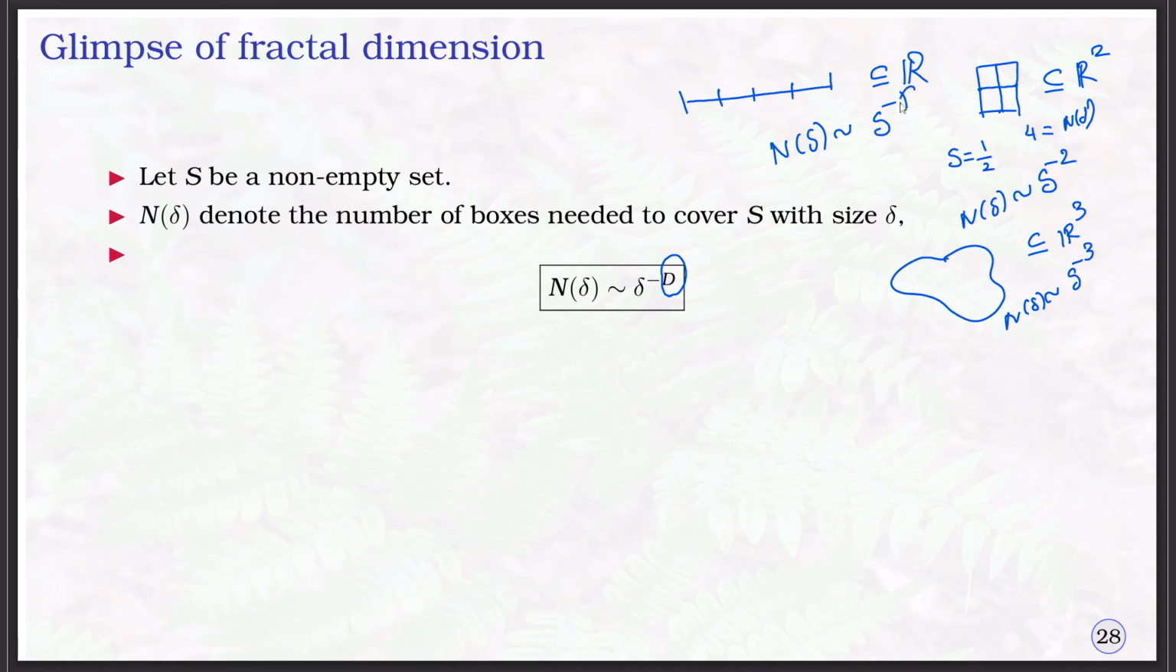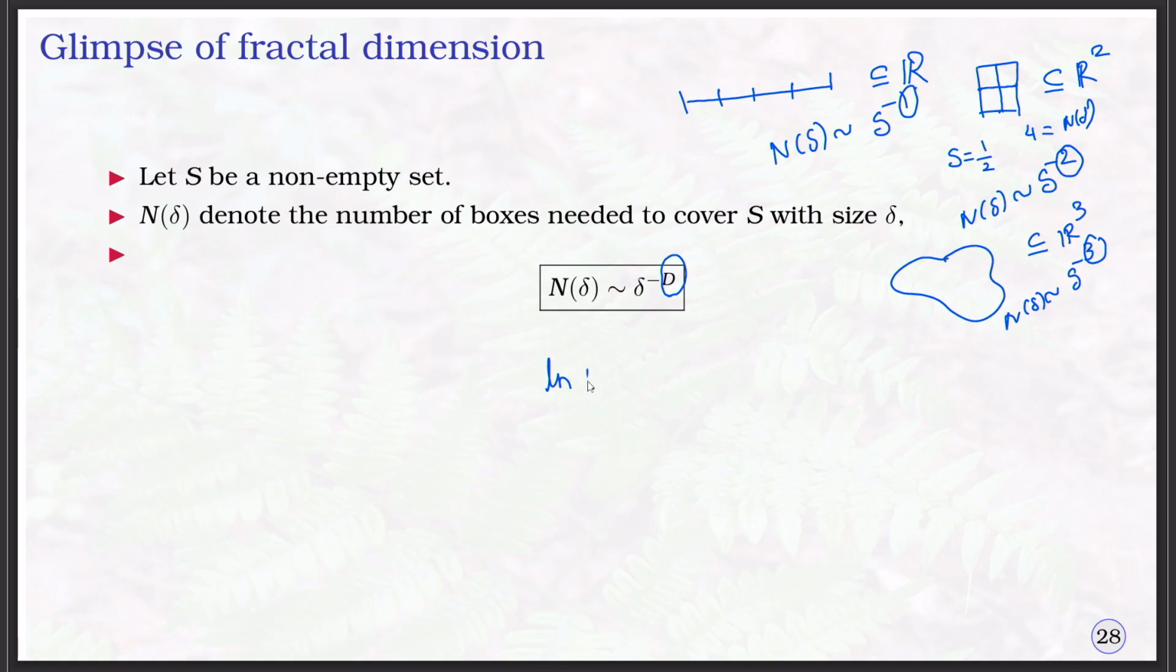Then what do you mean by this delta? Sorry, what do you mean by this number d? D stands for the dimension of the object. So, here n of delta and delta power minus d is an inverse relation. Now, if you want to solve this one, it is simple mathematics.